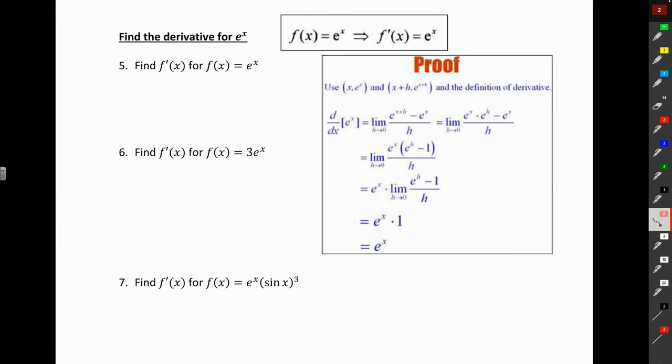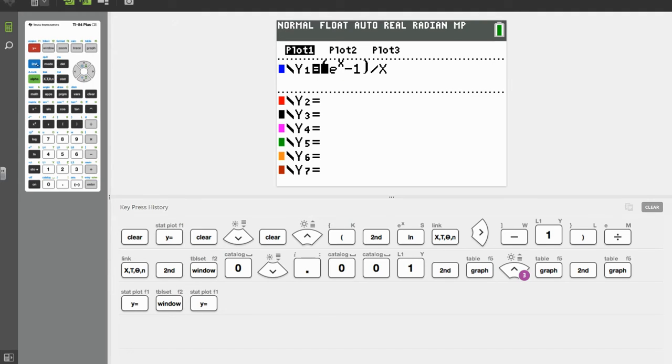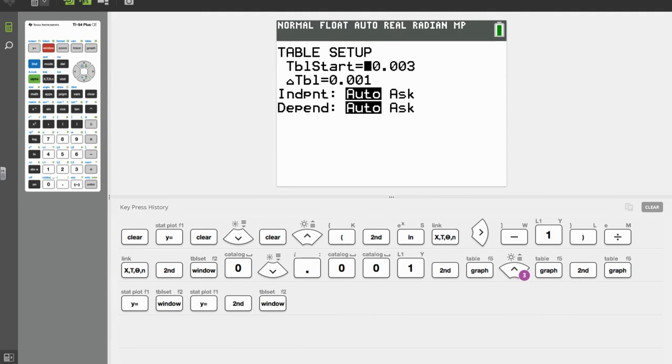But if you were to look at the table of values for that function, you would recognize that this limit as h approaches 0 of that function is just going to be 1. I'll show you what I mean. So here I have the function. If we go to table set and we tell the table to start at the value of 0, so we can examine it around 0, and we want to look at values really close to 0. Now we're going to go to the table.